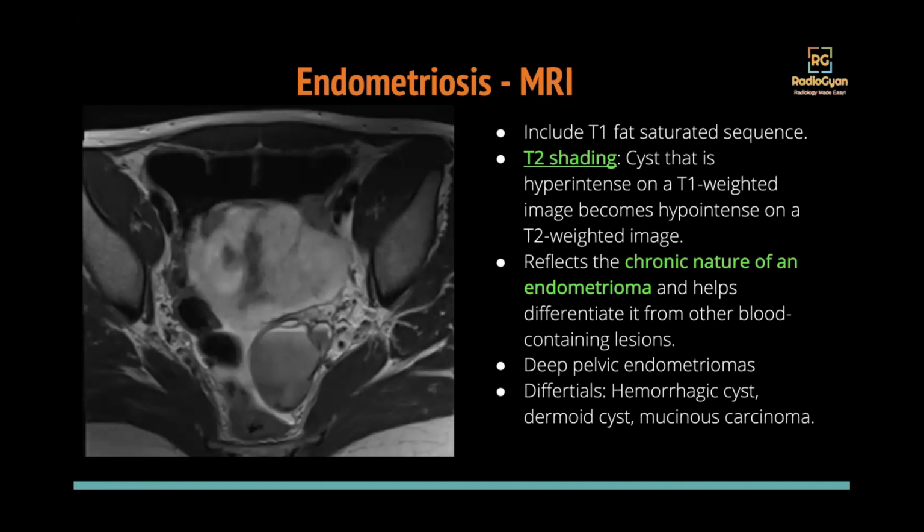So if we want to distinguish a dermoid cyst from endometriosis and even hemorrhage, we need to have a T1 fat sat sequence. Okay, now what are the imaging features? We may see T1 hyperintensity because of the blood products.